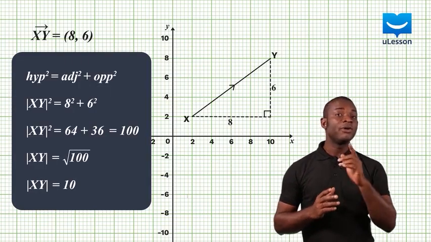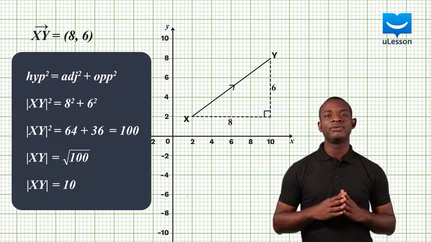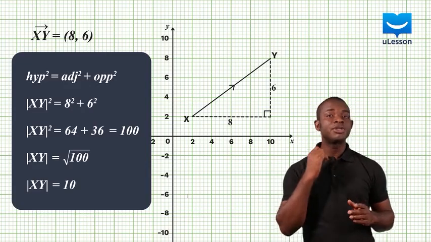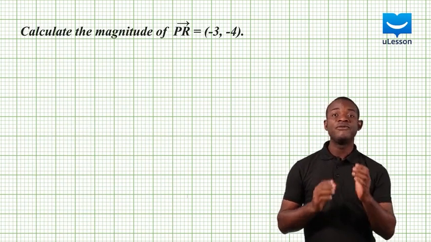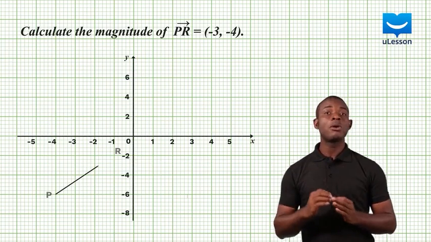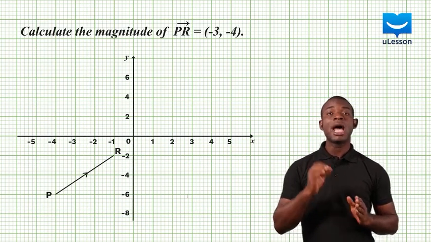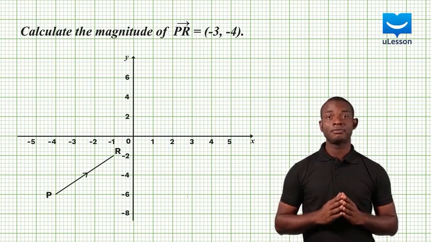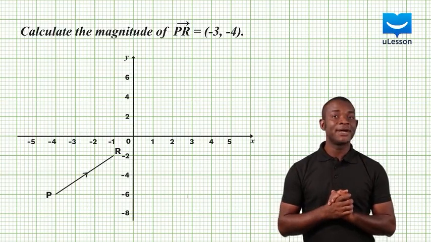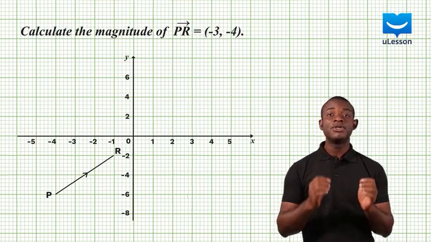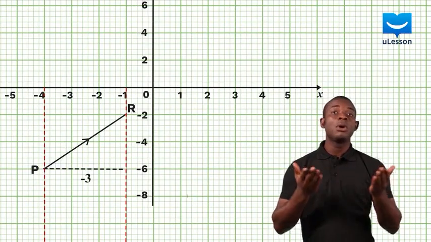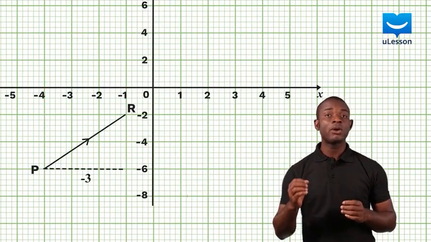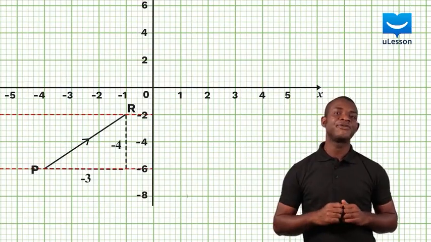What if the components of the vector happen to be negative? What do you think will be the nature of its magnitude? Let's consider an example. Calculate the magnitude of the vector PR with x and y components minus 3 and minus 4 respectively. Just as was explained in the first example, the displacement between the x-coordinates of P and R is minus 3, while the displacement between the y-coordinates of both points is minus 4.